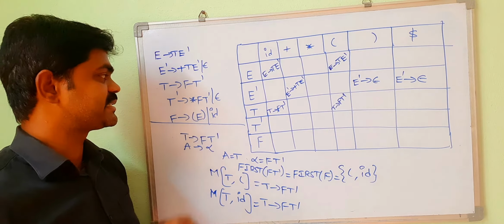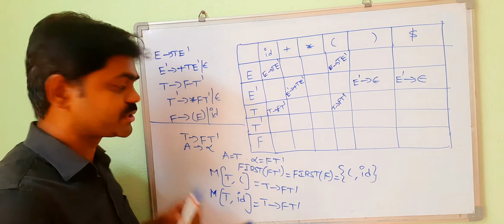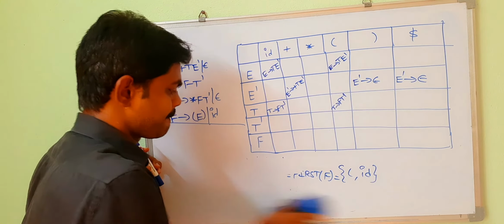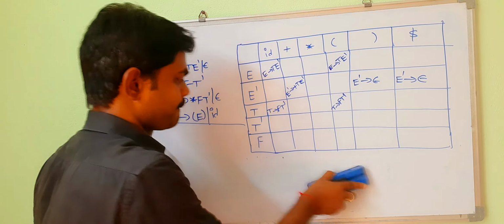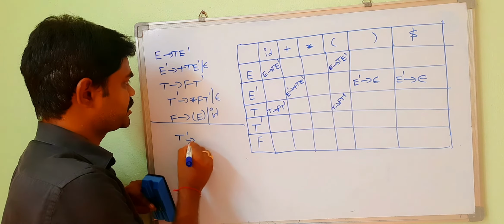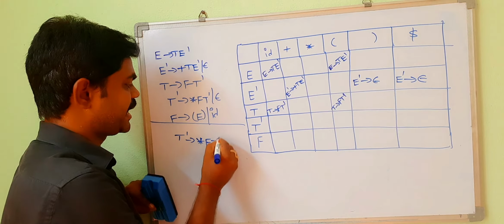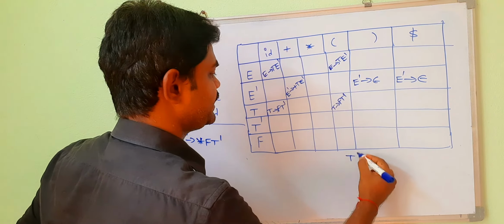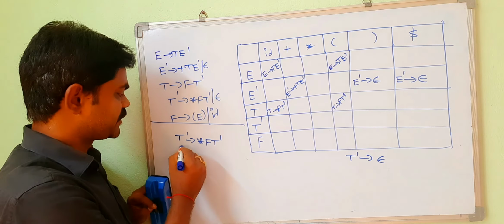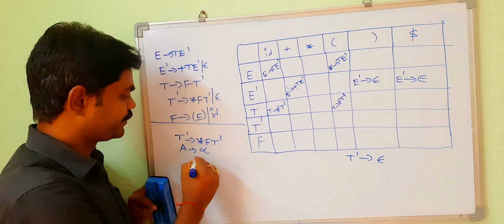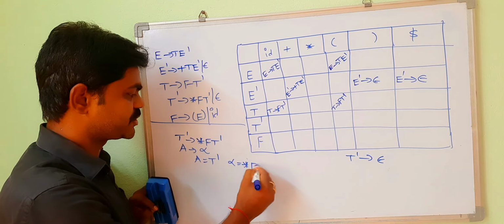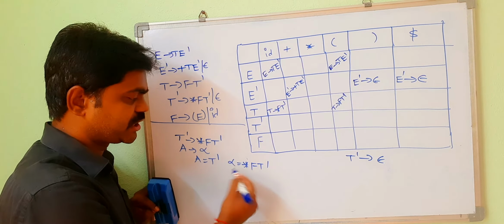Our next production is T dash tends to star Ft dash, and T dash tends to epsilon. So this we will solve later. First, A tends to alpha. So A equal to T dash, alpha equal to star Ft dash. Okay, so first of alpha.